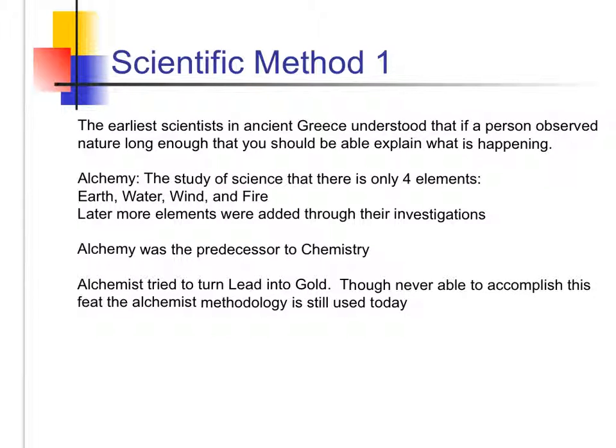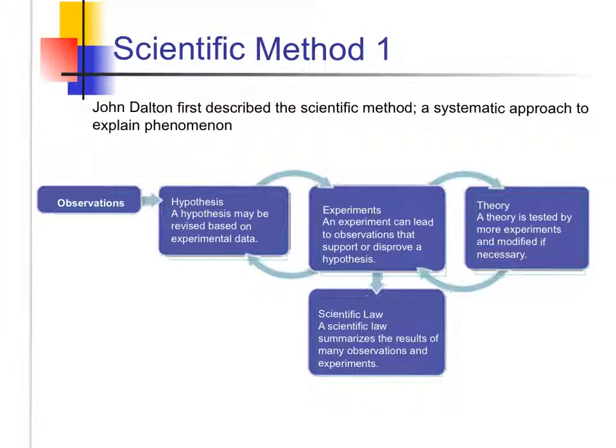Alchemists are more widely known for their abilities, or lack thereof, to try and turn lead into gold. Although they were never able to do that, it's the methodology that they used, the trial and error processing that they did, that gave us what we now look at. John Dalton, a British school teacher, kind of gave us what we describe as the scientific method, a systematic approach to explaining phenomena.